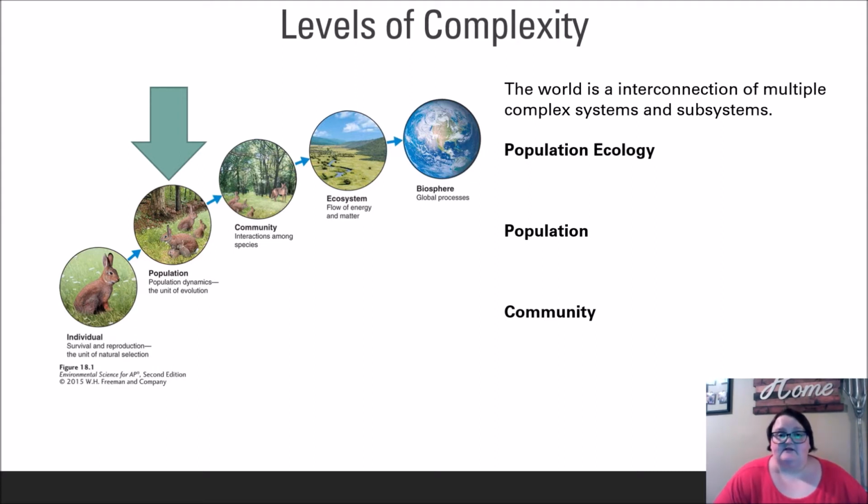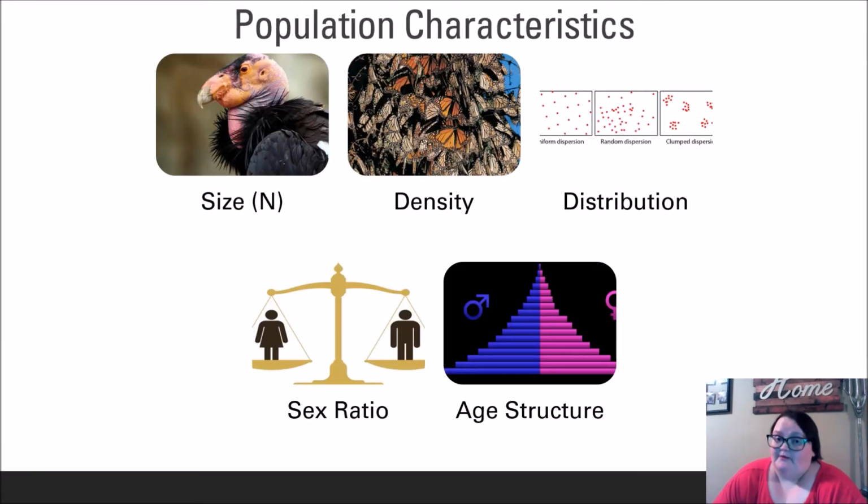Population ecology is the study of how populations interact with one another and with their environment. A population is a group of organisms of the same species living in the same place. The community is a group of many different species living in the same place. Populations and communities will interact with each other in a variety of ways that produce changes, big and small, in their ecosystems. Let's shift and look at populations.